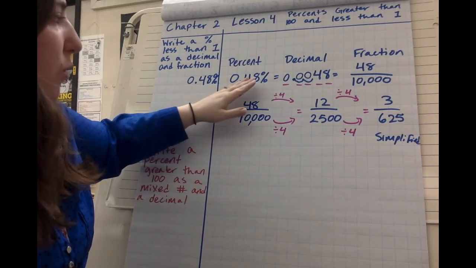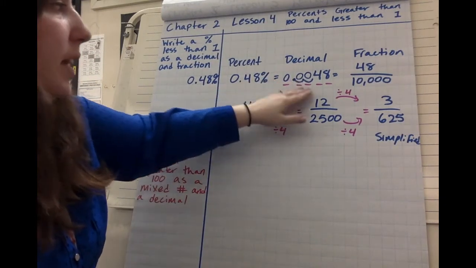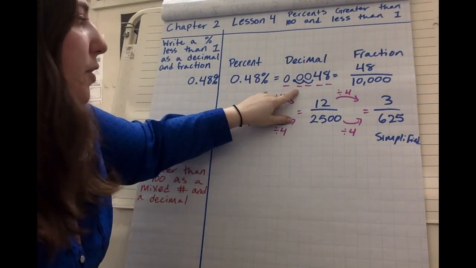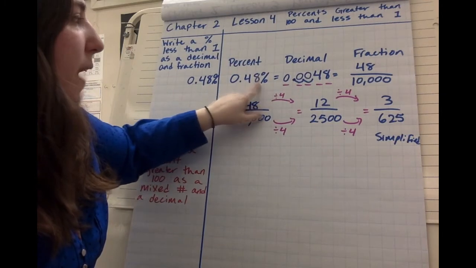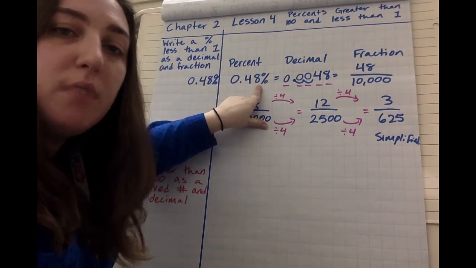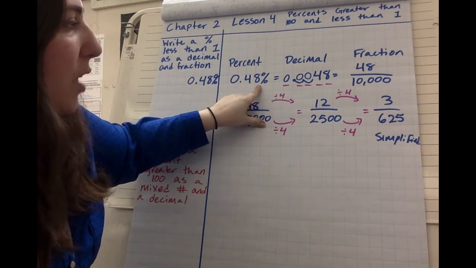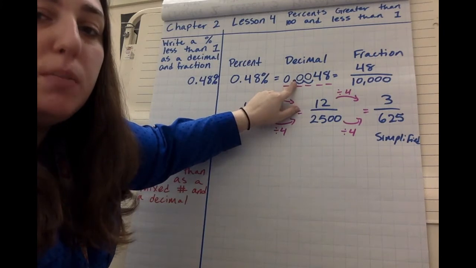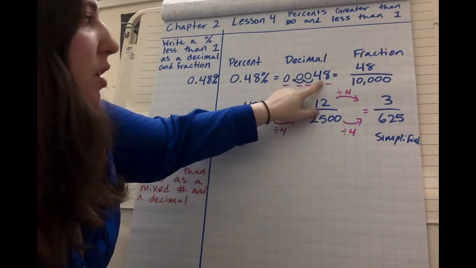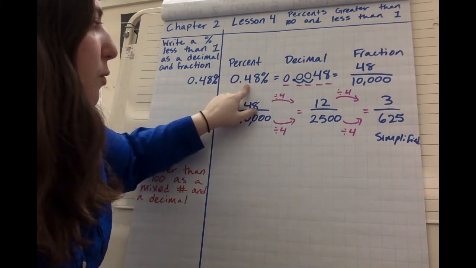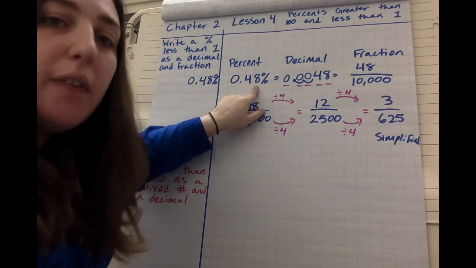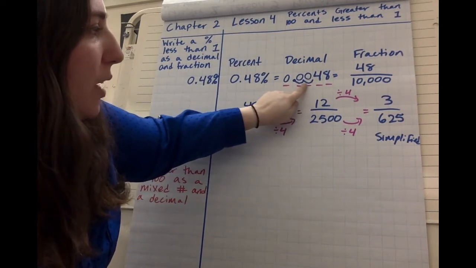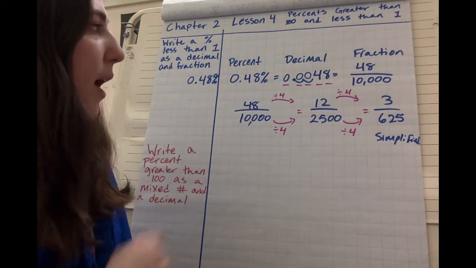So we were given our percent, and then to get our decimal, what we did, and I don't think I explained this correctly the first time, was we just divided this percent by 100. So when we divided this percent by 100, this decimal moves to the left 2 spots. It makes 2 jumps to the left when you divide 0.48 by 100. If you try putting that into your calculator, you're going to get this decimal. So that's why we're able to move it to the left 2 spots.